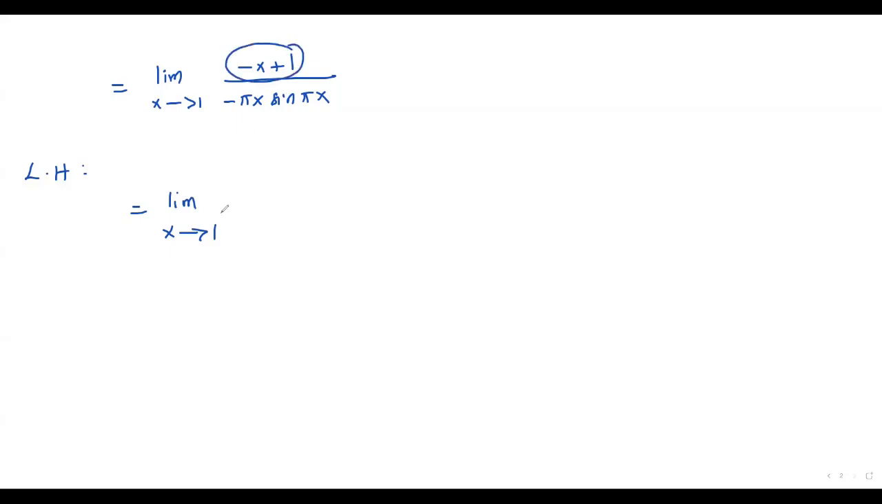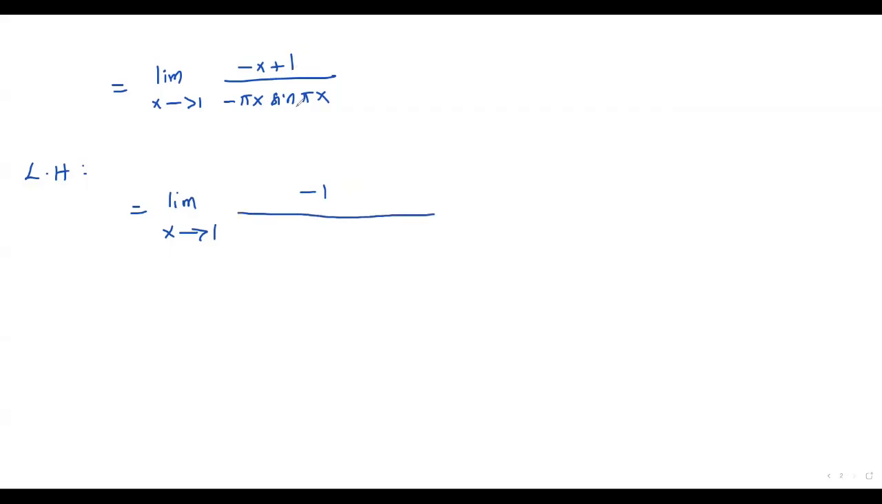So, here we have limit x approaches 1 of negative x plus 1 over negative pi times x times sine pi x. Now we have to use L'Hopital's rule in this step, so we find the derivative of the numerator. When I find the derivative of the numerator negative x plus 1, I'm just getting negative 1, because the derivative of negative x is negative 1. We take the negative sign as it is, the derivative of x with respect to x is just 1, and the derivative of positive 1 is 0.